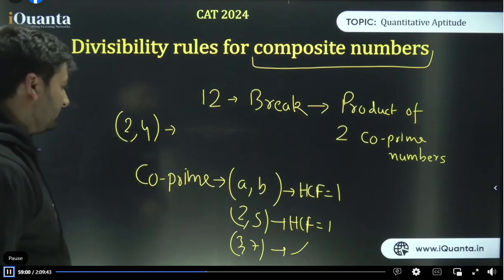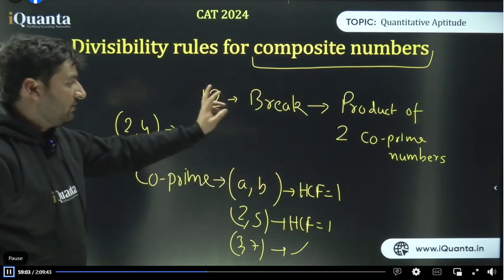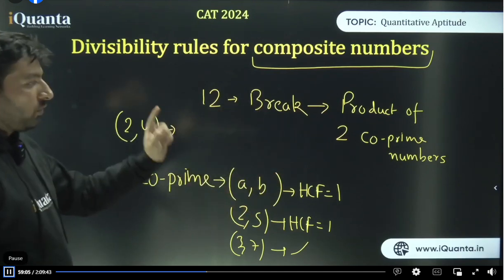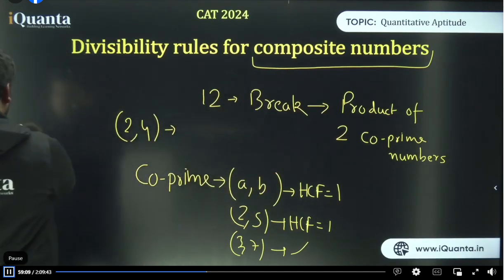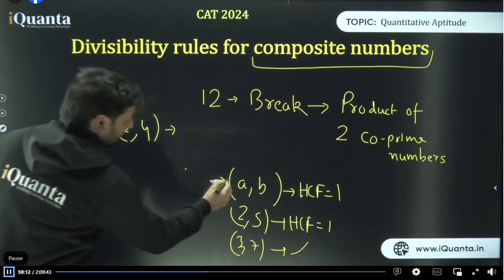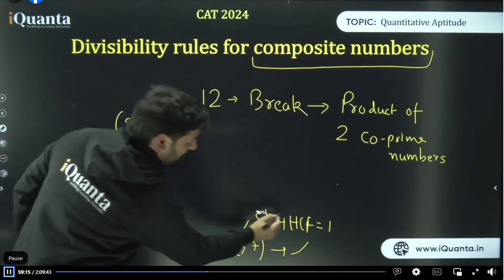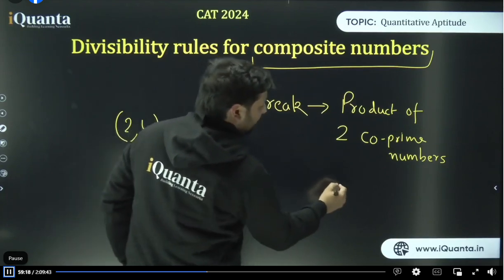Fine. Okay, now that you know coprime numbers, what will you break 12 into? Product of 2 coprime numbers. So let us go ahead and see in how many ways can we break this 12.